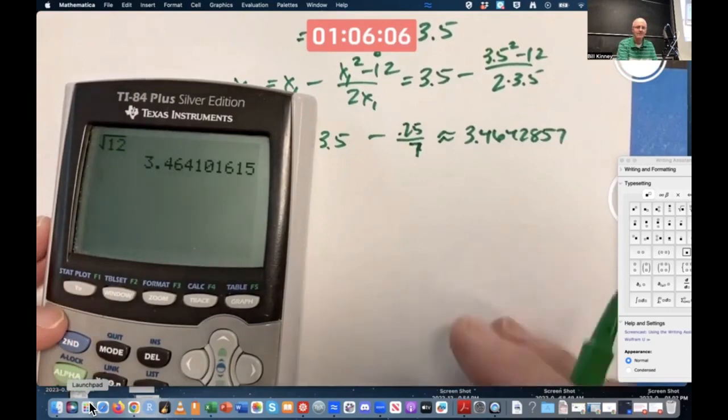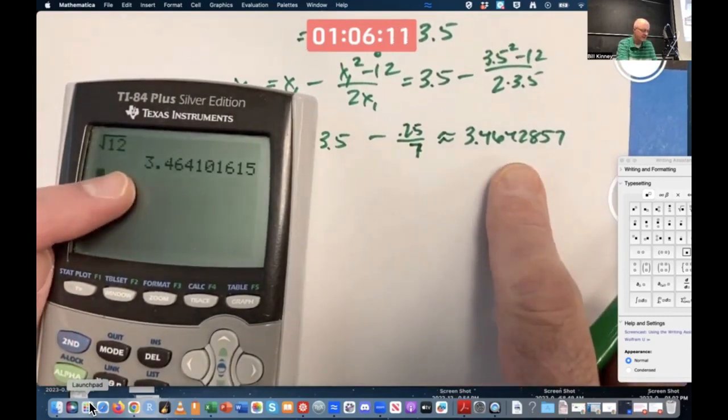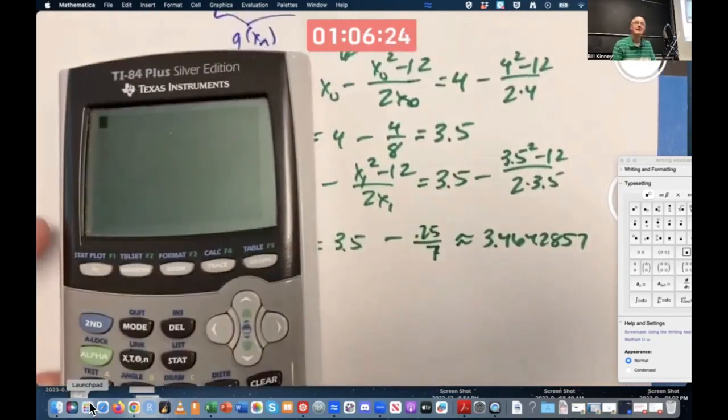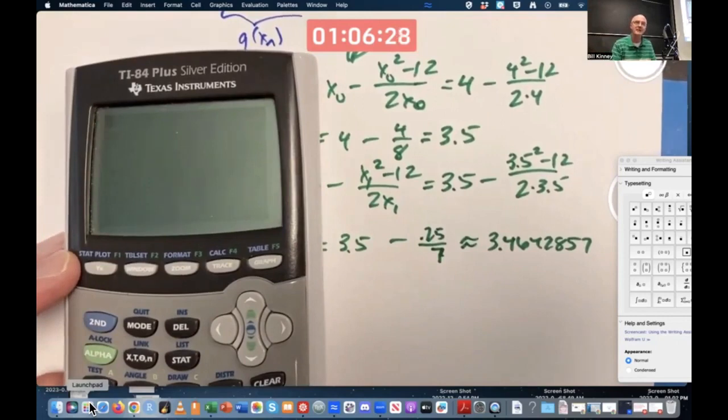Compare. There's x2, there's the square root of 12 to that many decimal places. They're getting really close together. If you did one more step, it would be really close. What's a quick way to do this on a calculator? Same kind of way you did on the first 4 exercises of the project. Use the previous answer button.